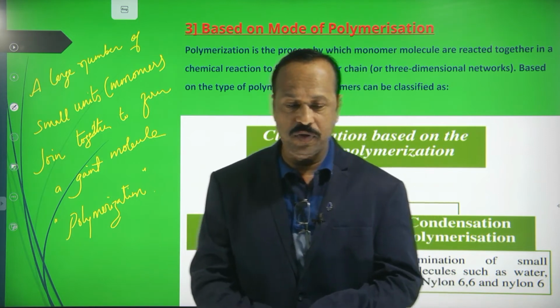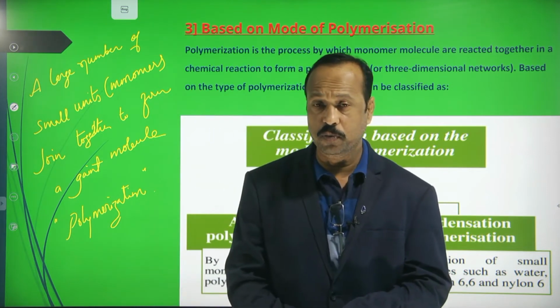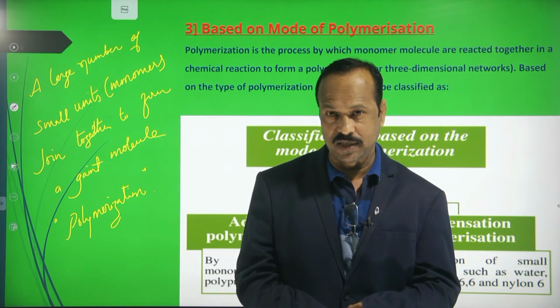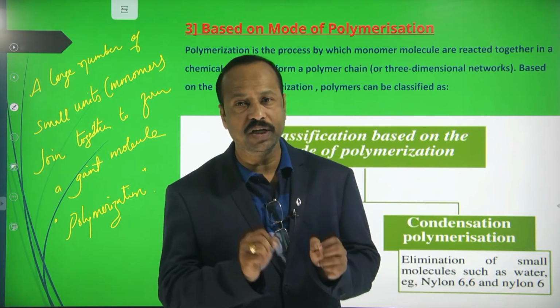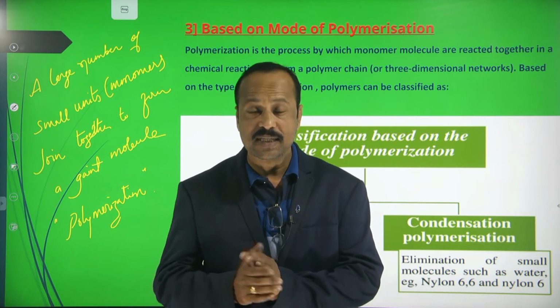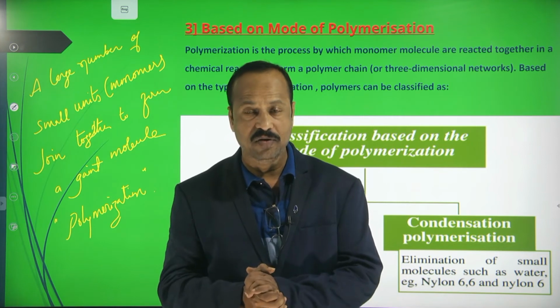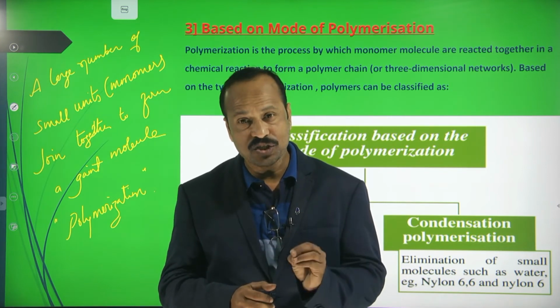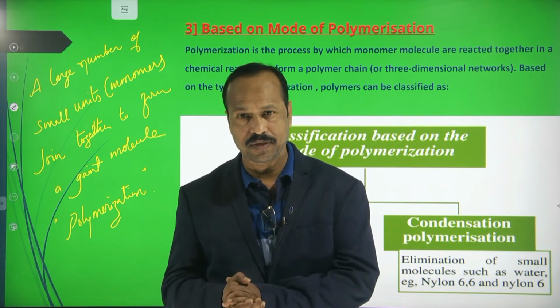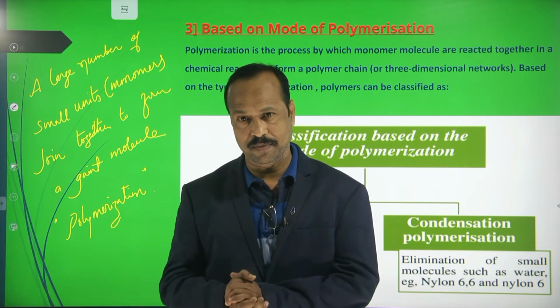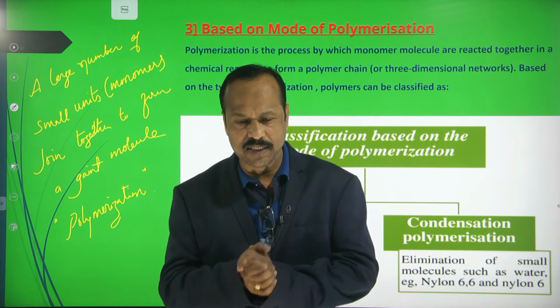So how can the polymerization take place? Polymerization generally takes place in two methods. How many methods? Two methods. One is called addition polymerization. The second one is called condensation polymerization. Okay, first one is what? Addition polymerization. Second one is what? Condensation polymerization. Very simple, it is in the name itself.